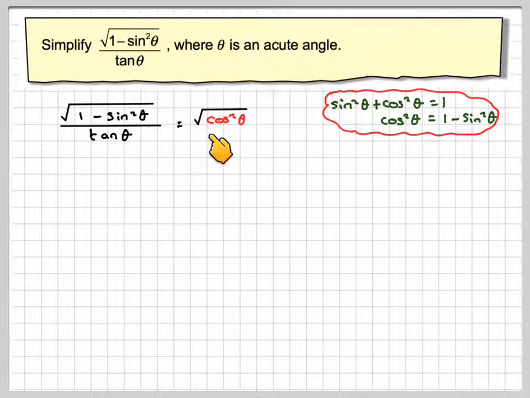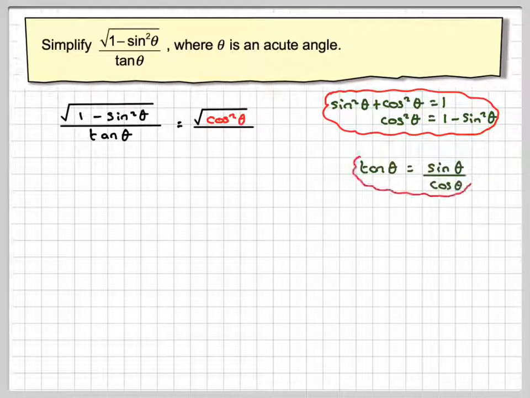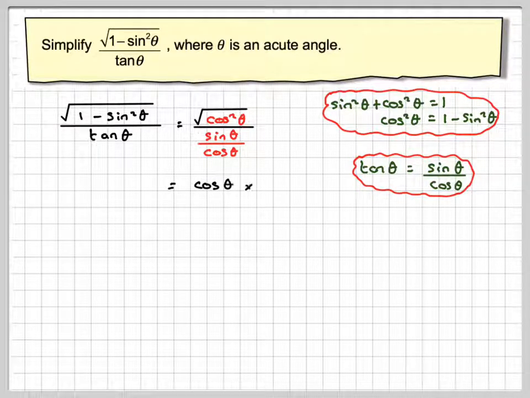So this will be the square root of cos squared theta. And then tan theta is sine theta over cos theta. So this becomes sine theta over cos theta. If you take the square root of something that you squared, you end up with just cos theta. And then when you're dividing by a fraction, you multiply by the reciprocal.